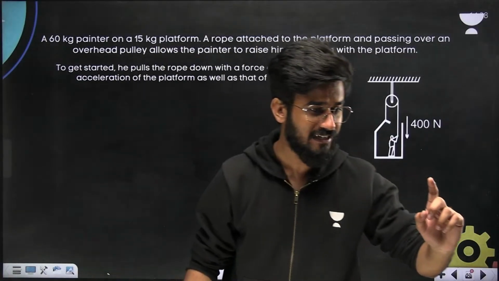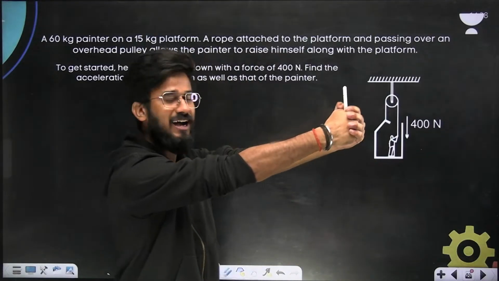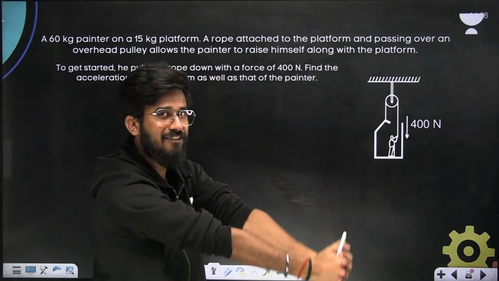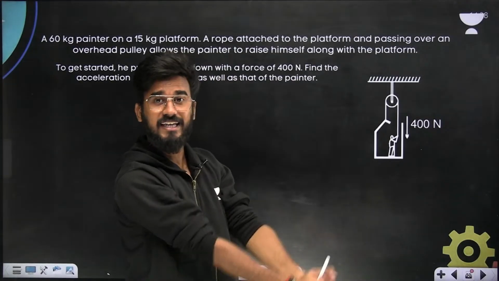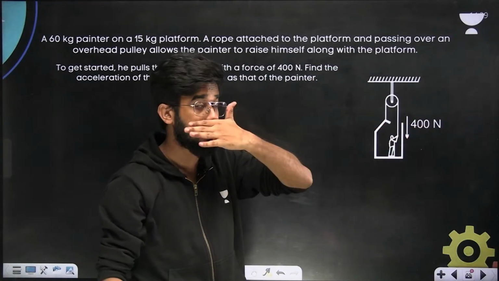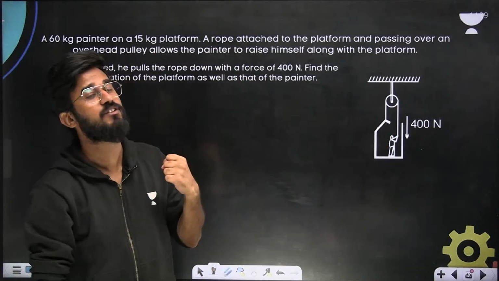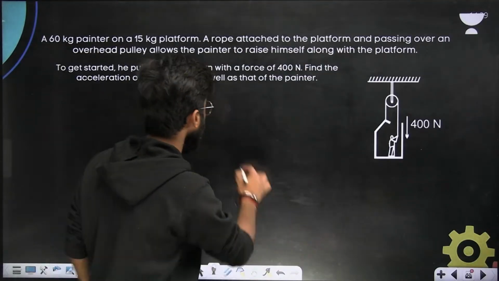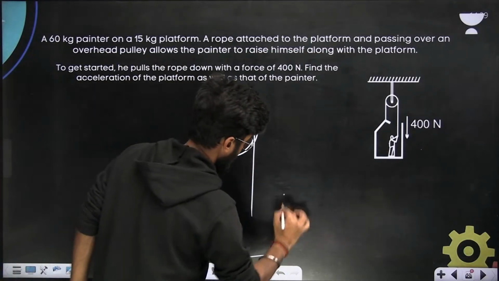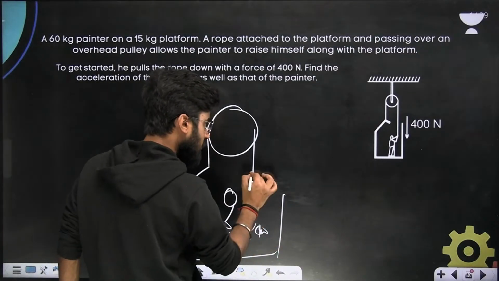Just listen to me very carefully. I'm applying a force on the string, which means the string is also applying a force on my hand. The amount of force I apply on the string, the same amount of force the string applies on my hand. So if I'm pulling with 400 Newton, it means the tension in the string is 400 Newton. This is the clear figure, and I am applying a force of 400, so the tension is also 400.